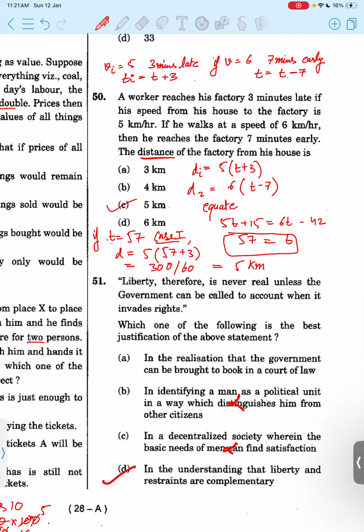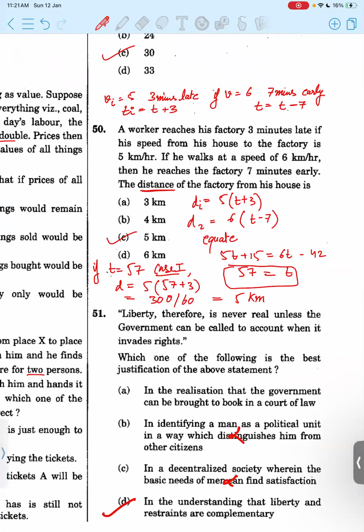Then in 50, again, it is simply on the basis of the formula for speed, distance, and time. We are given two situations. Firstly, you will make the equations. And then if we calculate the distance of the factory, in this case the distance should be 5 kilometers.